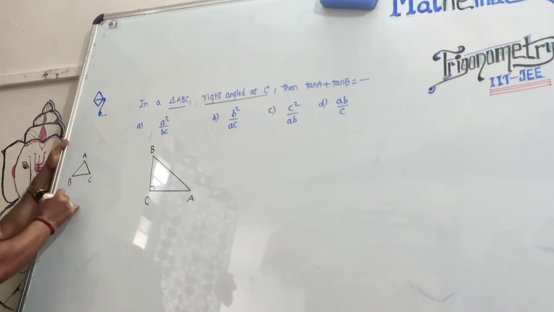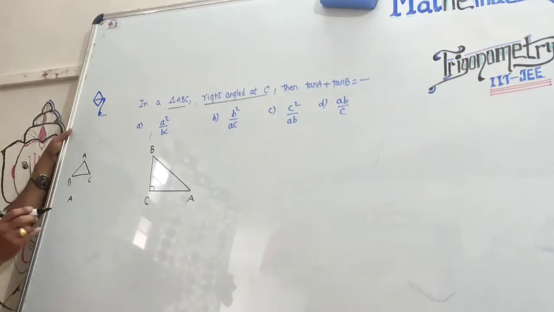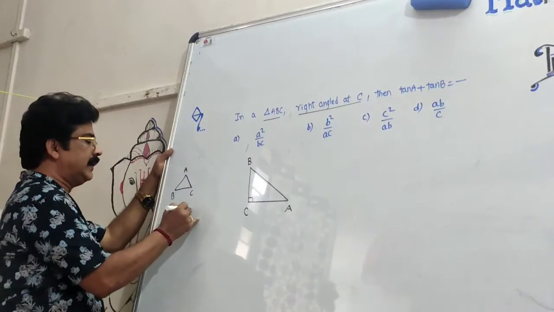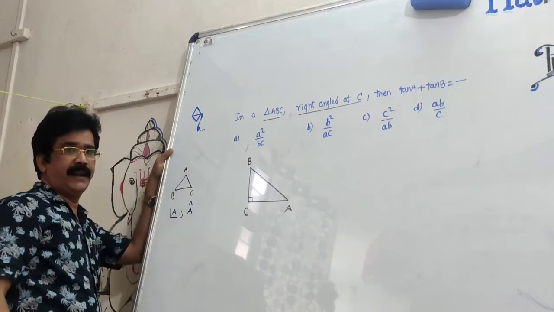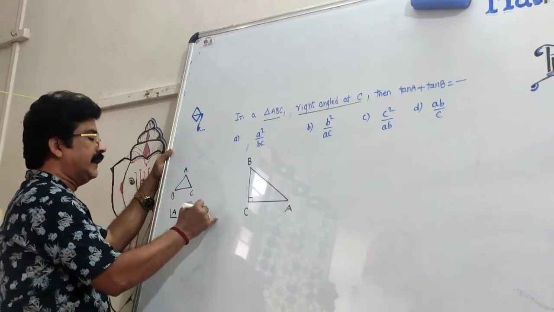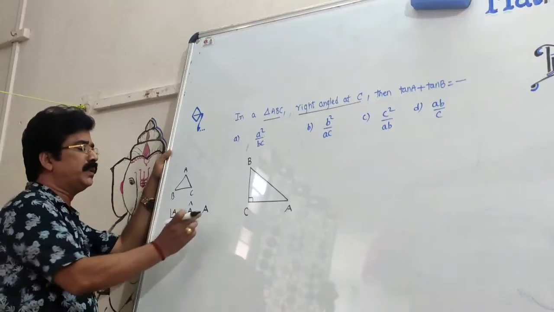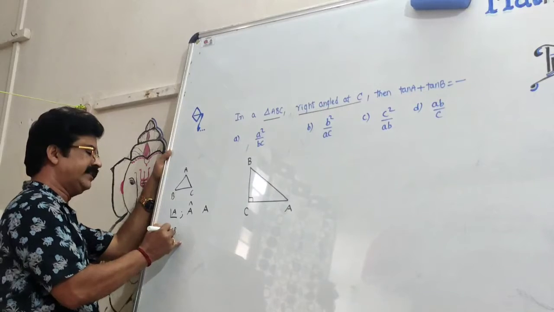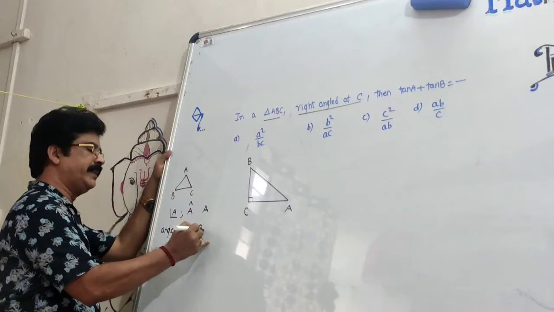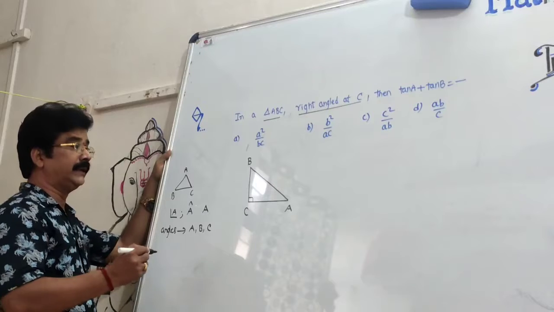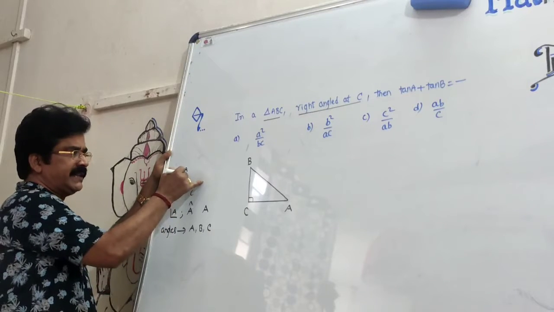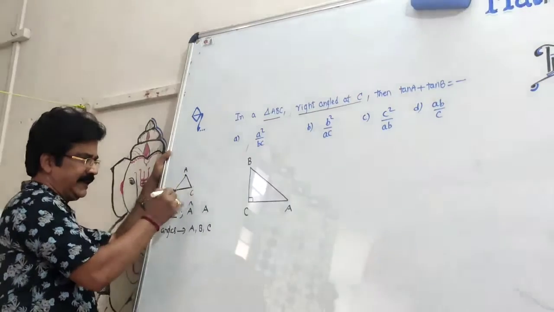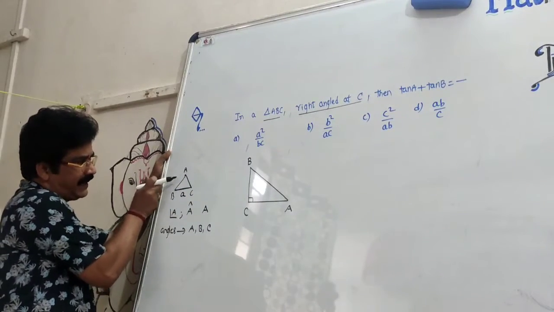angles are represented by capital letters. Actually, in lower classes, angle A is represented like that, or like that. Now the advanced notation is simply capital A. So therefore, angles are represented by capital A, capital B, capital C. Next, sides. Actually, this is capital A. Its opposite side is BC. It is denoted by small a. If it is capital A, it is small a.